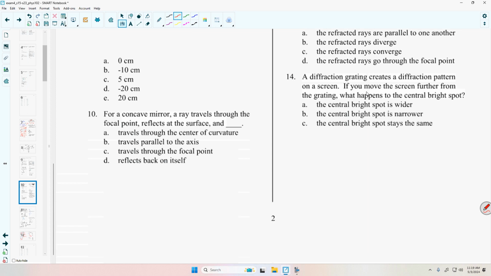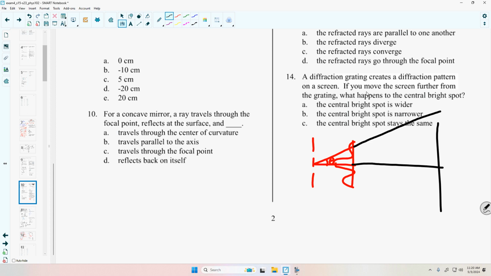Okay, so if I move the screen further away, what happens to the central bright spot? Imagine my diffraction grating, I draw as a double slit, and you have this light that produces, or imagine the angle theta. That angle theta right there describes the size of the central bright spot. And so if I move my screen farther away, just imagine this light ray extending out farther. So what's going to happen to the central bright spot?